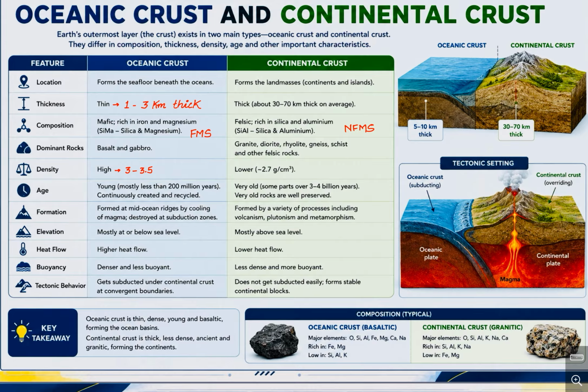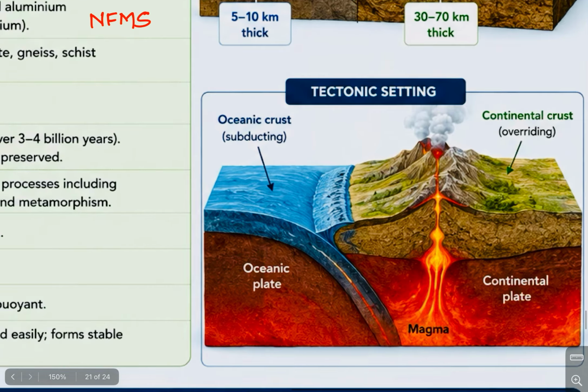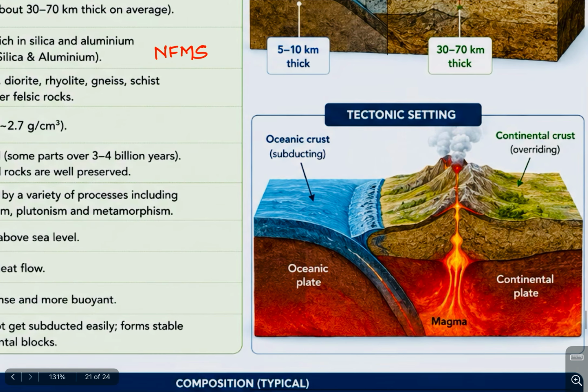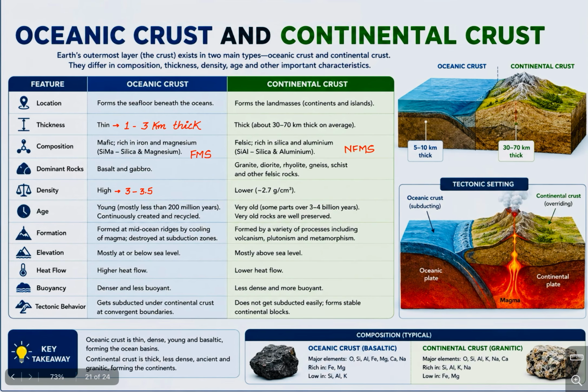So, talking about the oceanic crust, because it is more dense, it gets subducted under the continental crust at the convergent boundary. For better clarity, look at this diagram. This is an oceanic plate and this is a continental plate. At a convergent boundary, when they collide, due to the high density of the oceanic crust, it will subduct beneath the continental crust. Whereas the continental crust won't get subducted and it forms mountains at such boundaries.